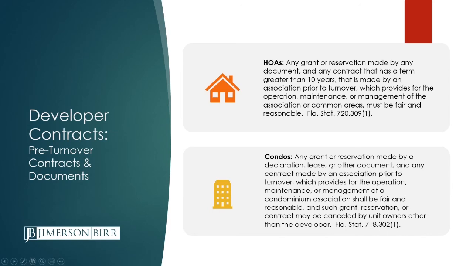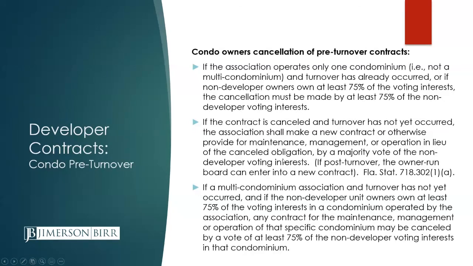Condo docs essentially say the same thing, but they don't have a period of time associated with it. So even short-term contracts that are made prior to turnover have to be fair and reasonable. And so any grant or reservation made by the declaration, lease, or other document in a condominium, and any contract made by an association prior to turnover, which provides for the operation, maintenance, or management of a condominium association, has to be fair and reasonable, and may be canceled by unit owners other than the developer. So there's a void provision if those are not reasonable.